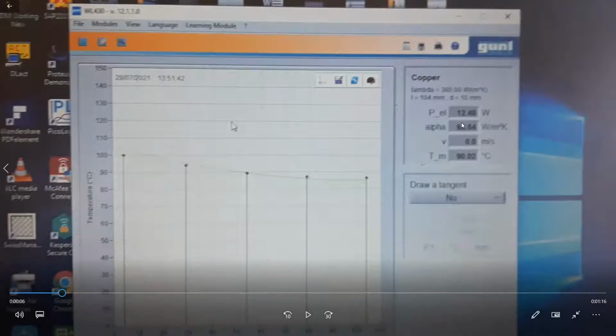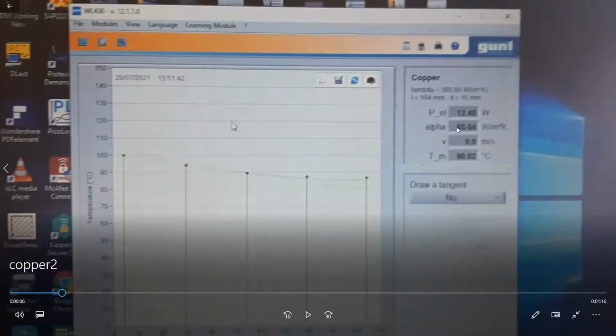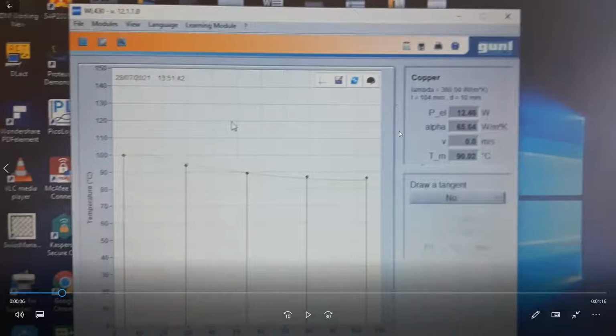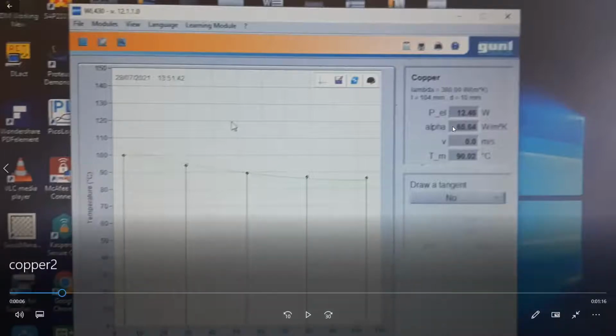If it is less resistant, that means the conductivity is high. The thermal conductivity and heat resistance are opposite. If one metal has low resistance, that means it has high thermal conductivity. So here we will get heat resistance and electrical power.